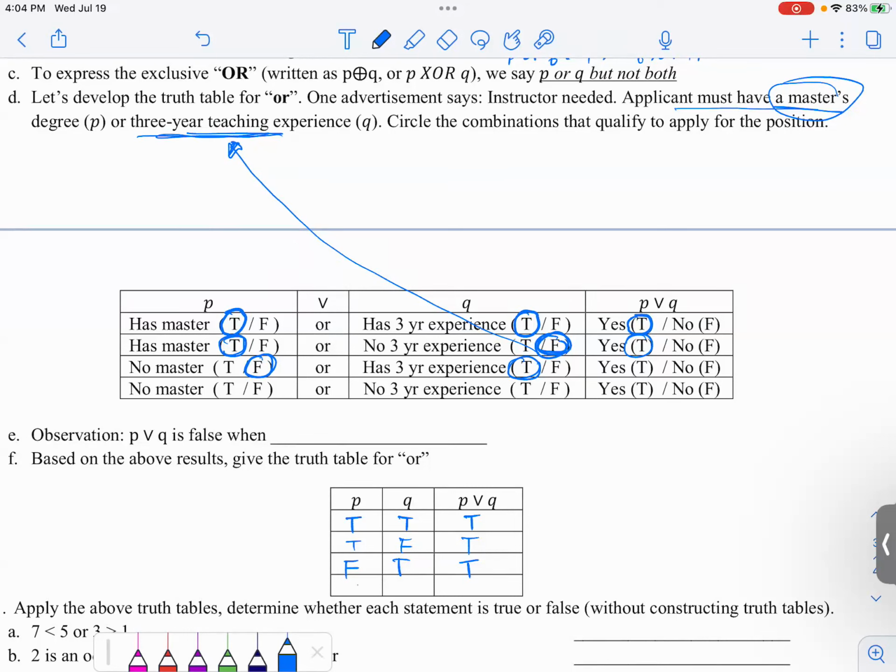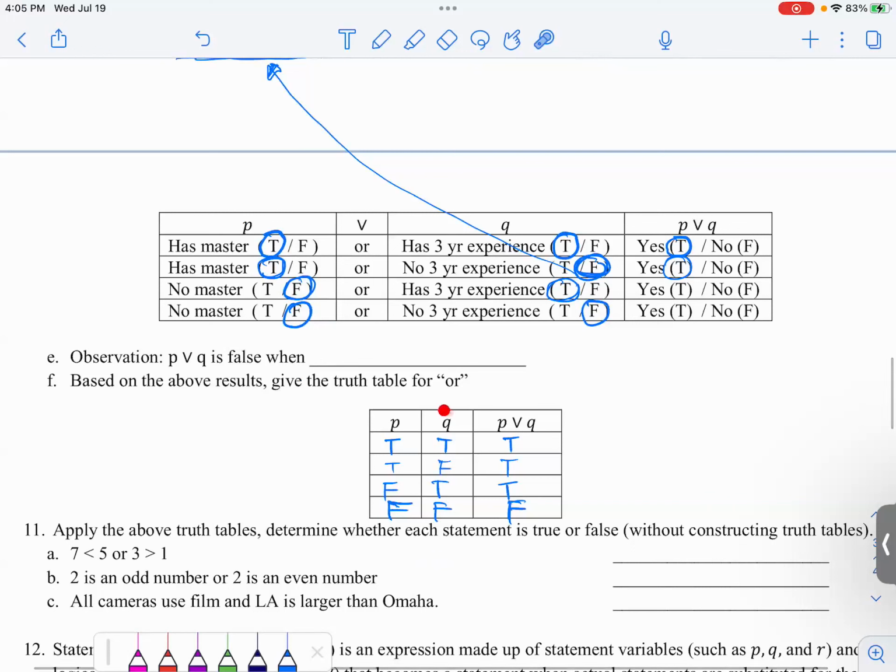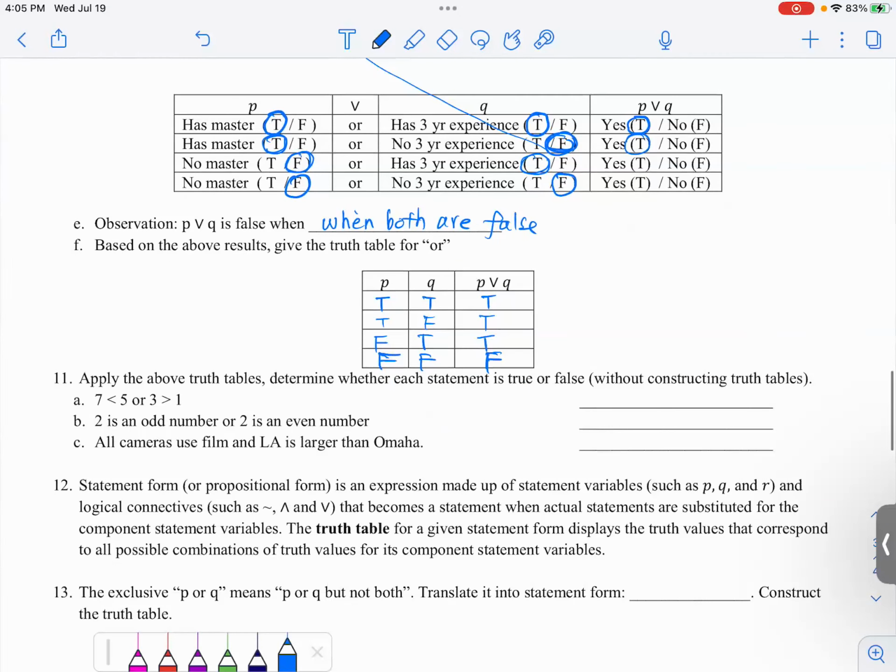And if you have no master's degree and you don't have enough teaching experience, both are false, you probably don't want to apply. So you're not eligible to apply. So this is the truth table for the or. Please note that P or Q is false only when both are false, okay?